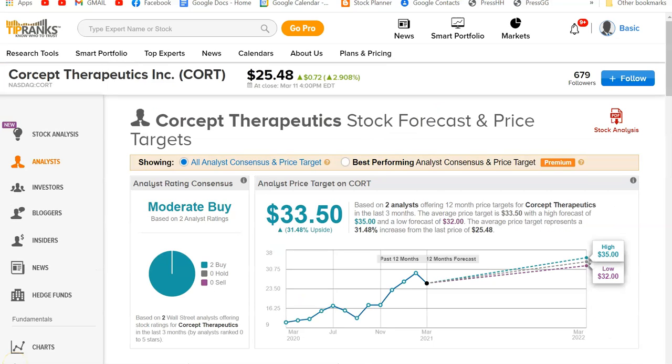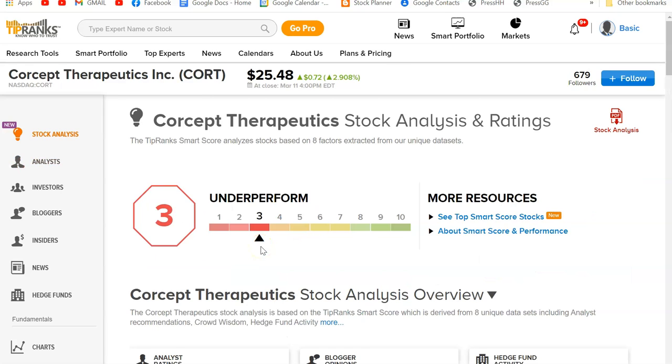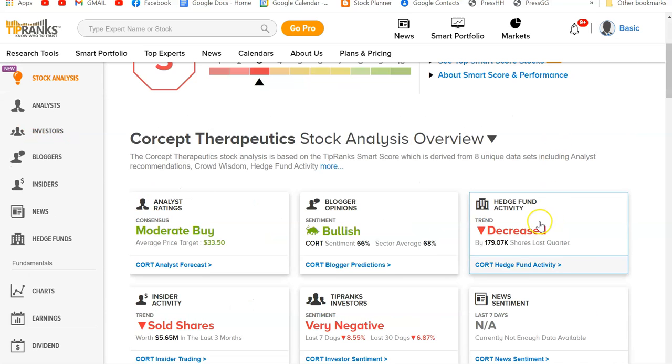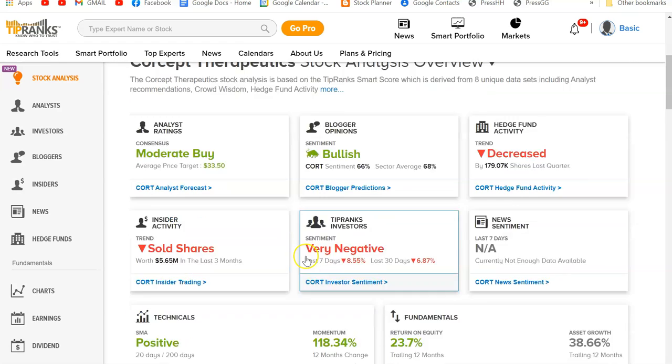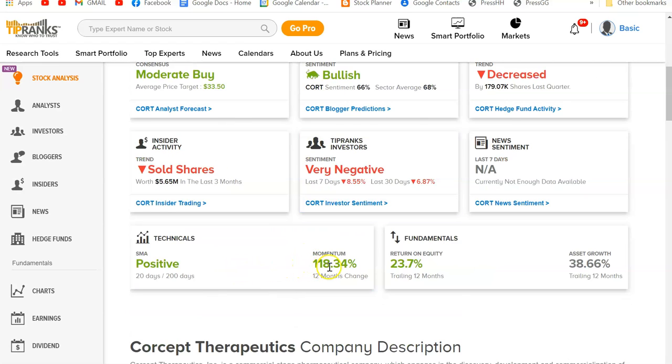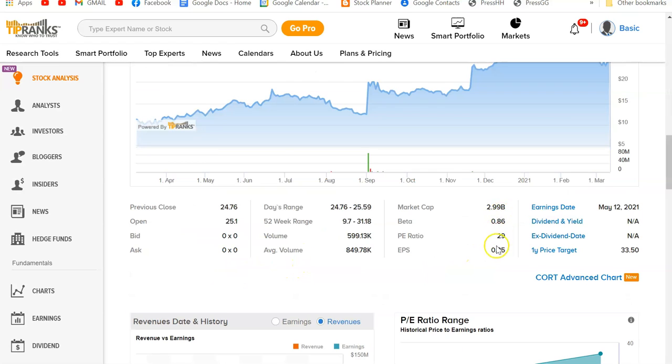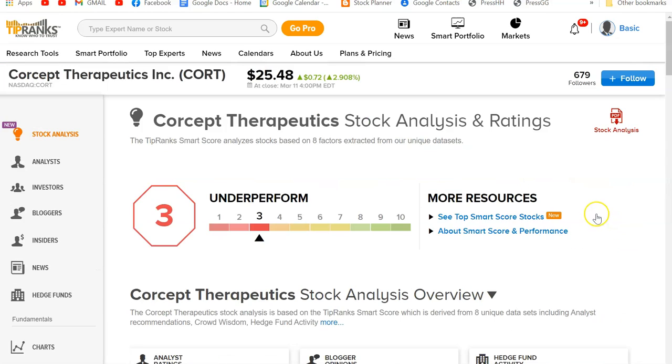The next stock is CORT. They're rating at a buy. It's trading at 25, 33, some distance. That's good. Underperform, not good, not when we're going long. Hedge funds are going out, and I don't put too much weight in these. Technicals starting to become positive. Market cap is high enough. PE ratio is positive. It's profitable. Earnings day is May. I say no to CORT.